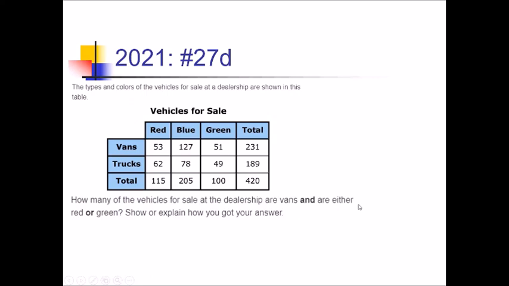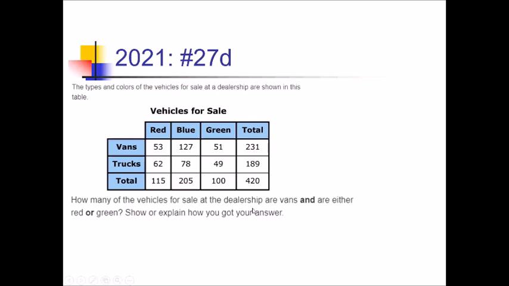On this last part of the problem, they want to know how many of the vehicles for sale are vans and are either red or green. So basically, we're looking for the combination of red and green vans. Now, one thing you have to be careful about here is they just said how many. They didn't ask what percentage. They didn't ask what fraction. They just said how many. So we don't even need to do a probability fraction sort of thing. We can just take the raw number of vehicles and add them together.